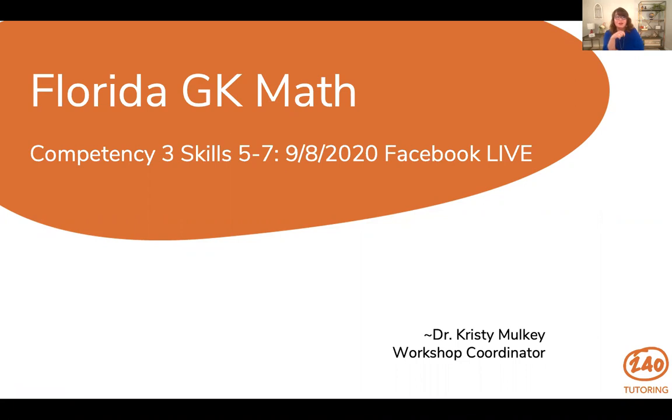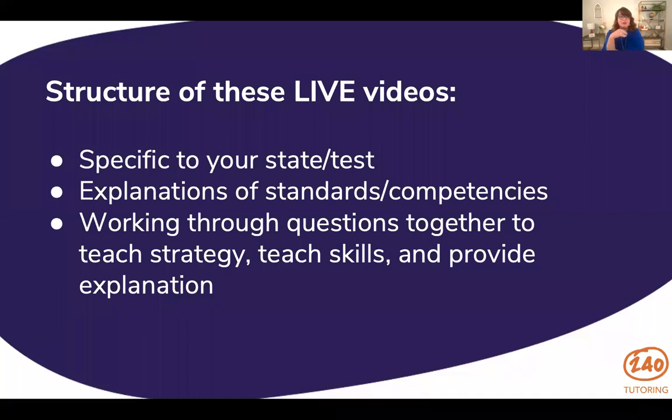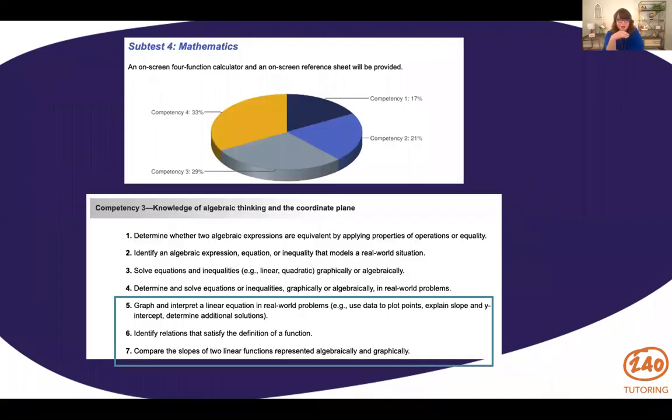So last week we looked at competency 3, skills 1 through 4. And today we're going to look at skills 5 through 7. And let's talk about why I broke this apart. Now remember, this is tailored to your test, and we're going to talk about skills and strategy and explanations to questions. Here is kind of an overview of your test.